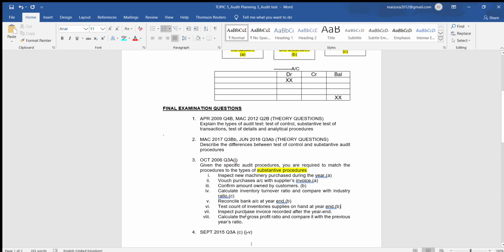Now, inspect purchase invoice recorded after year end. Assuming this is the account before year end, and then there is an account continuation from this account to the next year, it would be an individual account because you are looking at the purchase invoice. Purchase invoice is the same as supplier's invoice. We're looking at one by one. So the most suitable answer is A. And finally, if it is gross profit ratio, your answer would be ARP.